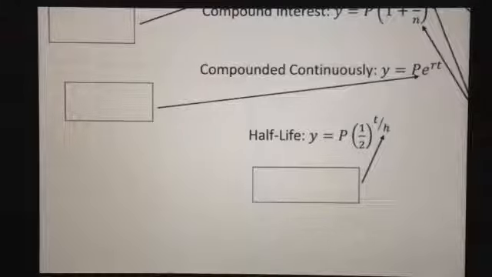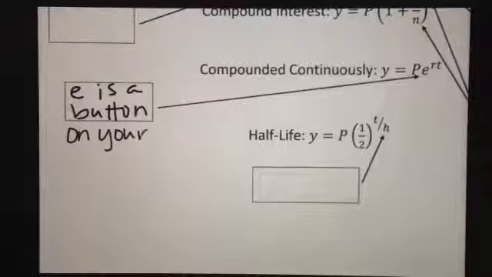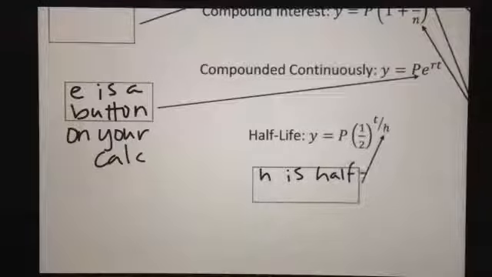Okay, next, in compounded continuously, we have the letter E, and if you guys remember, E is a button on your calculator. So you're not actually going to plug anything in for that. You're going to type it into the calculator. There's a button on your calculator. And then last, only in half-life do we have the H, and so H is half-life, which will make sense when we do those problems. So if you're looking at these as a whole, you should see that a lot of them are very similar to each other. The formula is generally the same, but how we use them is going to be slightly different.